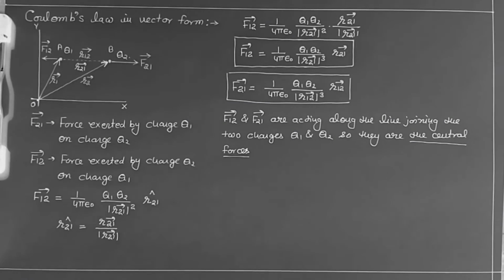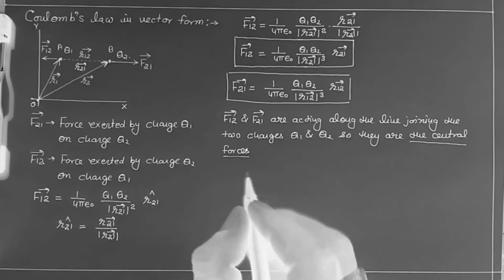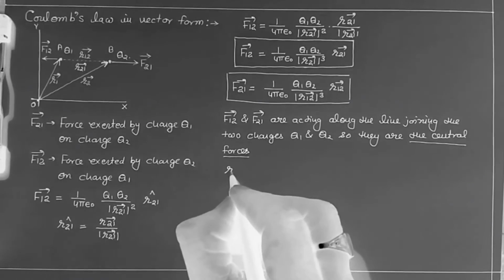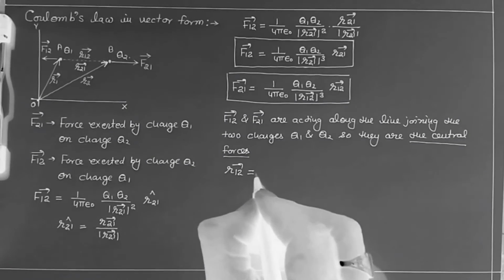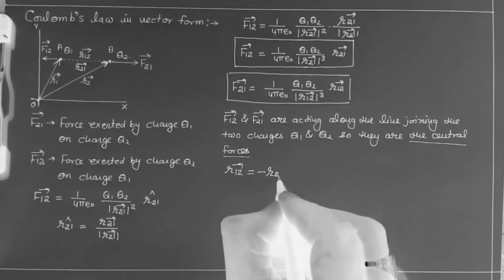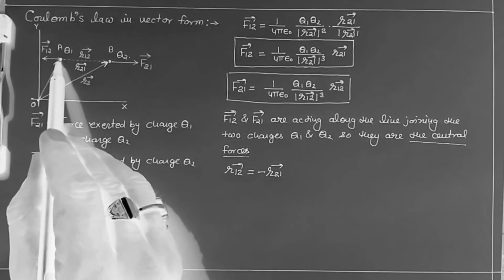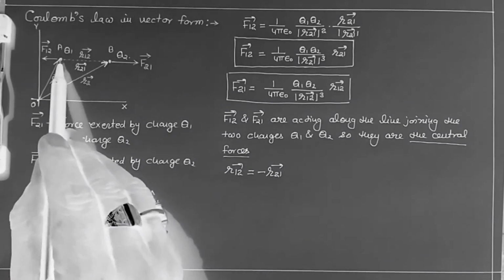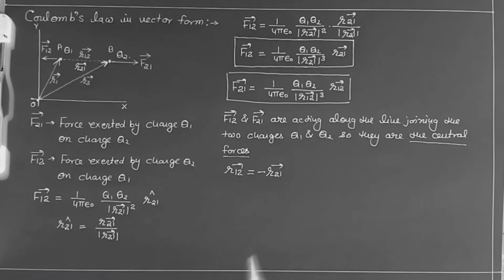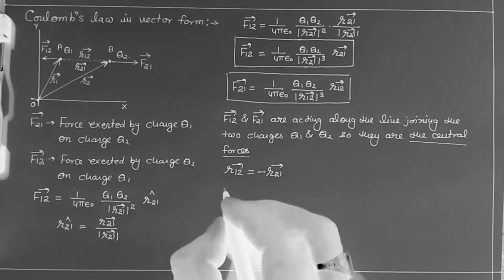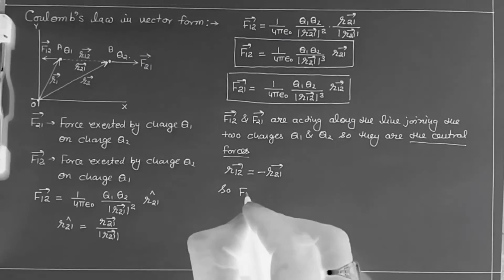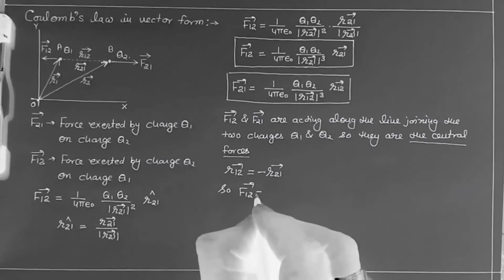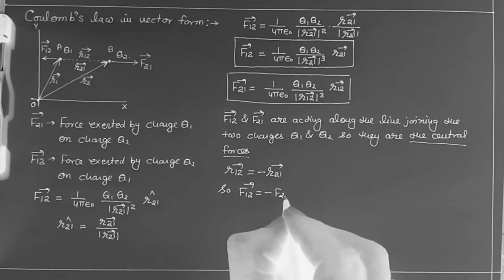Now in this situation, this R12 vector is equal to minus of R21 vector, right. यानी यहाँ से ये या फिर इस पॉइंट से ये पॉइंट तक का जो डिस्प्लेसमेंट वेक्टर है वो सेम है, उनके मैग्नीट्यूड सेम है, बस डायरेक्शन अपोजिट है. So from this equation we can write F12 vector is equal to minus of F21 vector, right student.